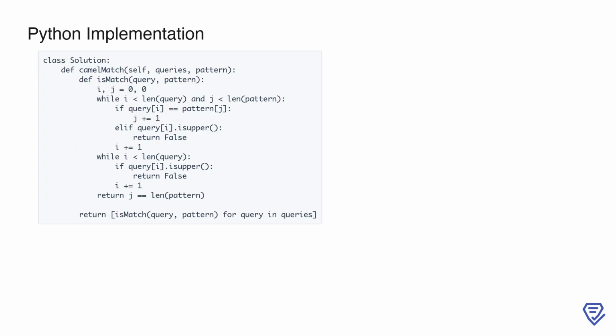This implementation is efficient and handles edge cases, such as empty queries, patterns, or additional uppercase letters in the queries, correctly. The algorithm operates in O(n*m), where n is the number of queries and m is the average length of the queries or the pattern.